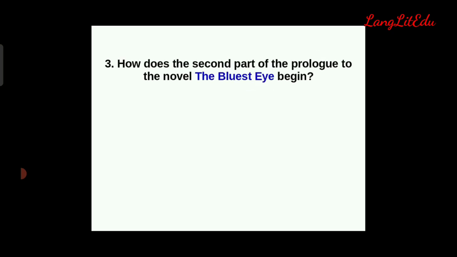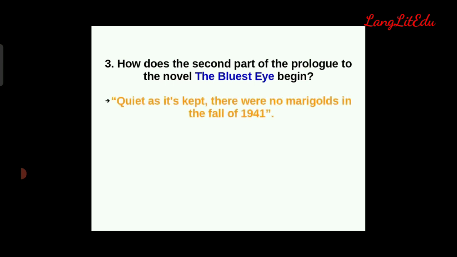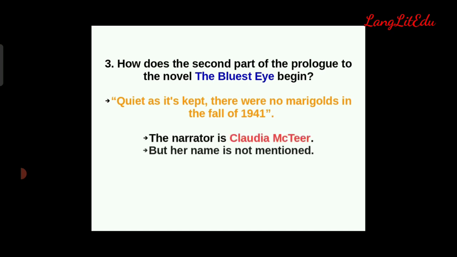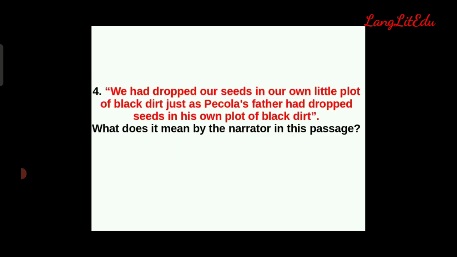How does the second part of the prologue to the novel, The Bluest Eye, begin? Quiet as it's kept, there were no marigolds in the fall of 1941, and the narrator is Claudia McTeer, but her name is not mentioned in the second part of the prologue, and she is 9 years old. We had dropped our seeds in our own little plot of black dirt, just as Pecola's father had dropped seeds in his own plot of black dirt.